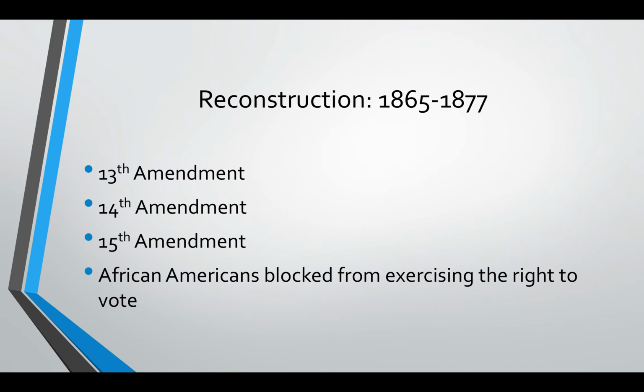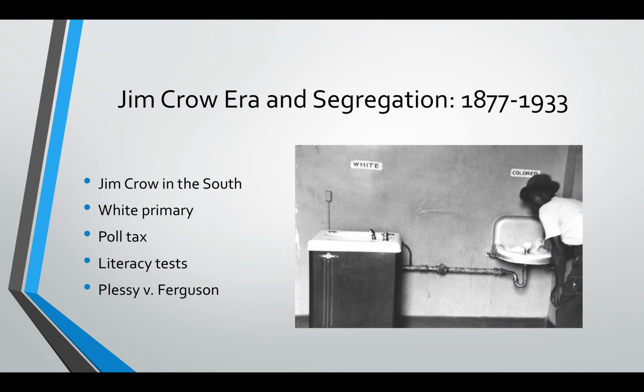The Constitution was amended during the Reconstruction period. The 13th Amendment emancipated the slaves. The 14th Amendment granted former slaves citizenship. The 15th Amendment guaranteed them the right to vote. Still, African Americans were blocked from exercising their right to vote in the states. The era of Reconstruction was followed by the era of Jim Crow and segregation.